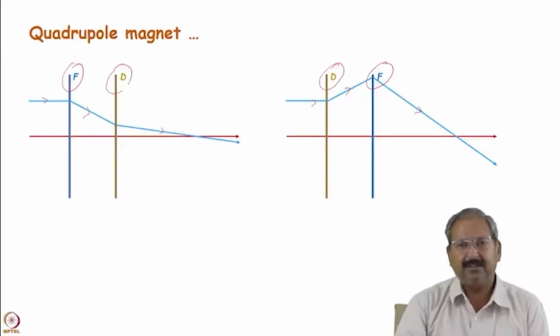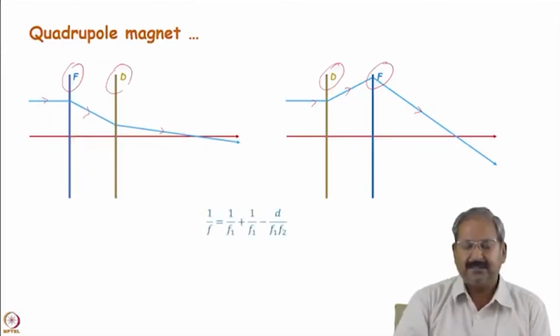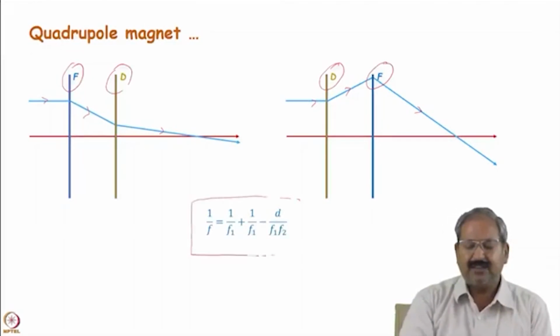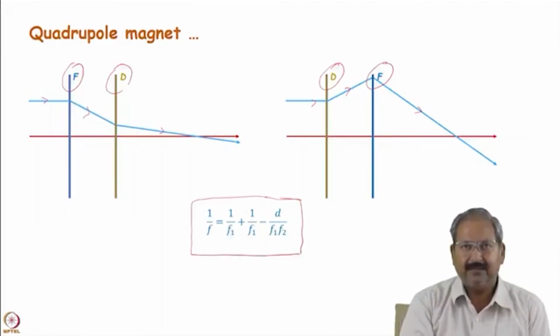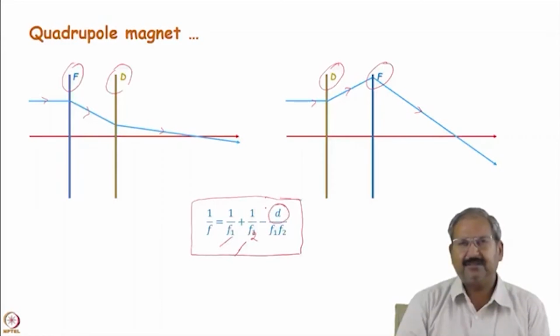And recall your lens making formula. So this is the overall focal length of two lenses combination, that is 1 by f = 1 by f1 + 1 by f2 minus d by f1 f2. F1 is the focal length of the first lens, f2 is the focal length of the second lens, and d is the distance between these lenses. So this is also true in this case. So you can always calculate the focal length of the combination of two quadrupoles using this formula.